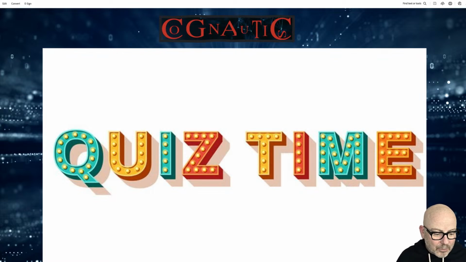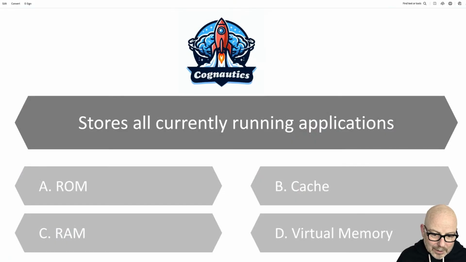Let's see what you know in quiz time. So, fingers on your buzzers first. Or not your buzzers, but what do we think about this? Stores all currently running applications. What do we think? Is it A, B, C, or D? What do we think? We've got ROM, cache, RAM, and virtual memory. Any ideas?